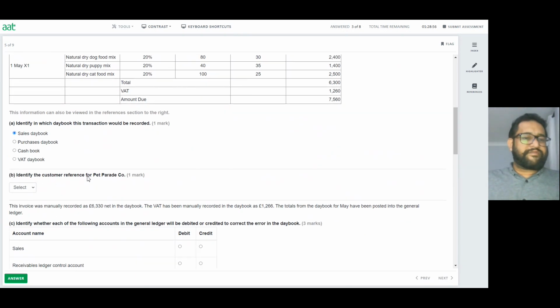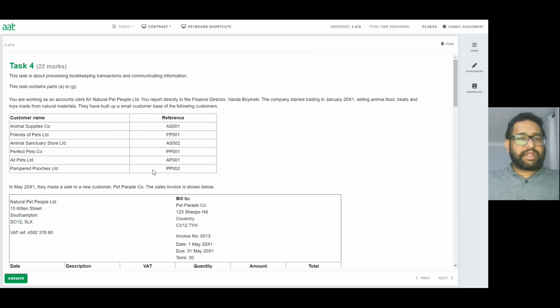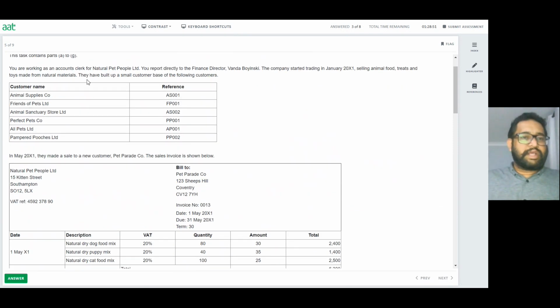So here, identify the customer reference for Pet Parade Co. If you look at how they set up the company codes, for A they have AS001. Friends of Pets, they're looking at FP001. The next company is Animal Sanctuary, AS002. Same as Perfect Pets and Co, PP001. So basically, they're choosing the first letter of the two words of the company name.